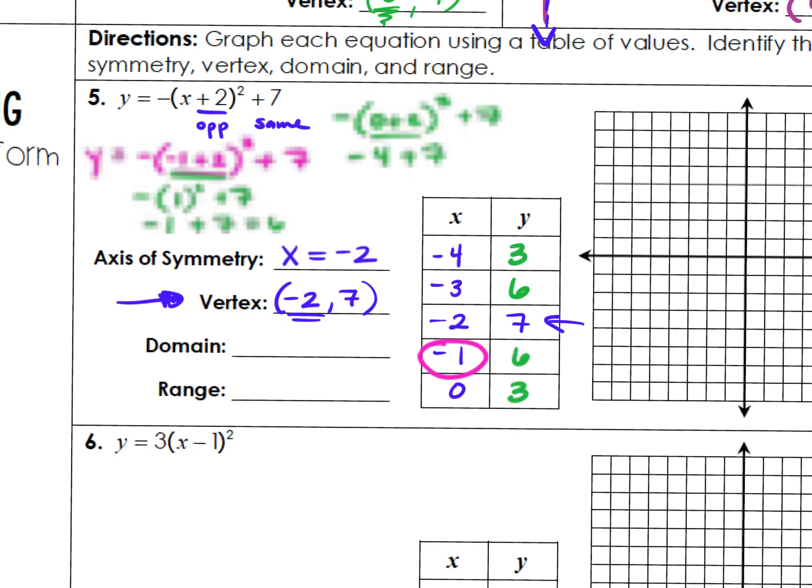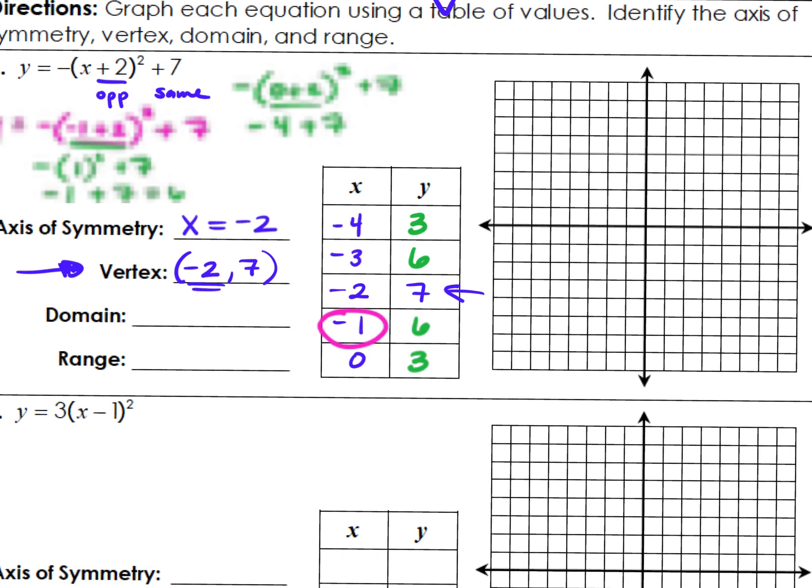Okay, so now let's plot what we know. A vertex of -2, 1, 2, 3, 4, 5, 6, 7 puts us there. That's my vertex. Then I have -1, 6. And -3, 6. That's those two. Then I have 0, 3. And I reflect that. Maybe you want to draw your axis of symmetry in. That kind of helps you with reflecting things. If I'm 2 to the right here, I need to go 2 to the left for my -4, 3. So here's my graph.